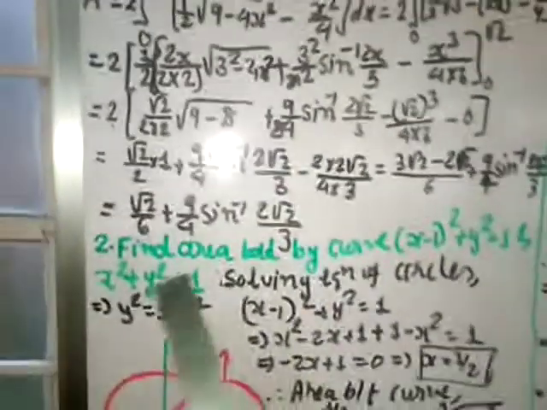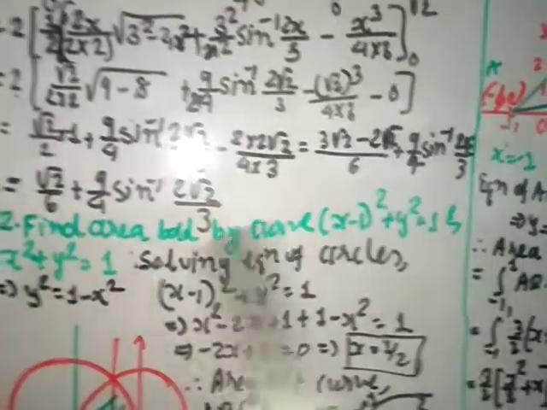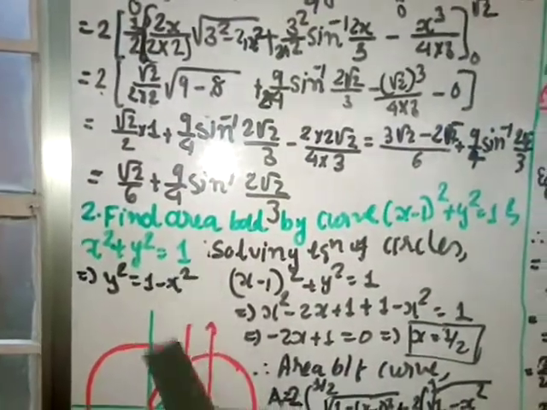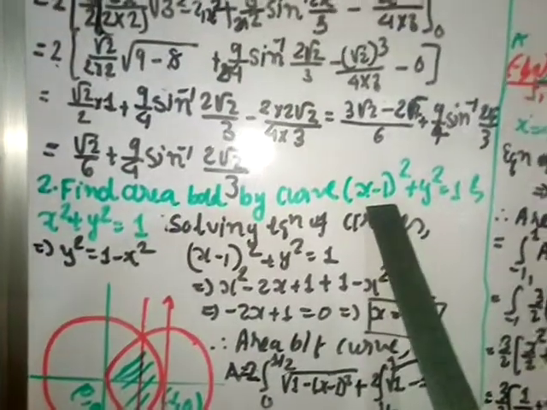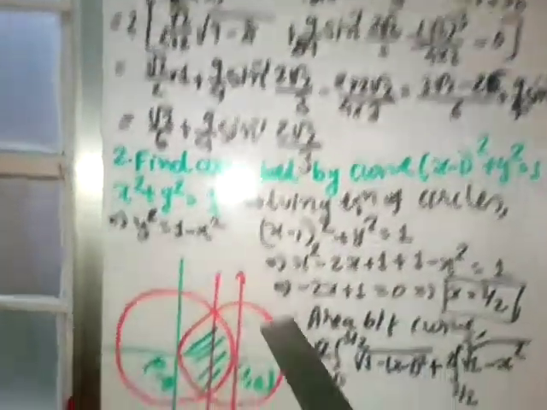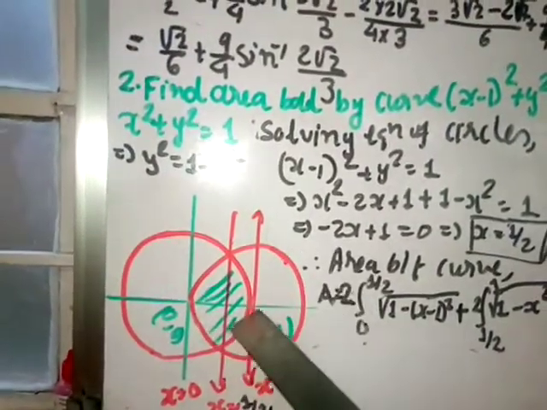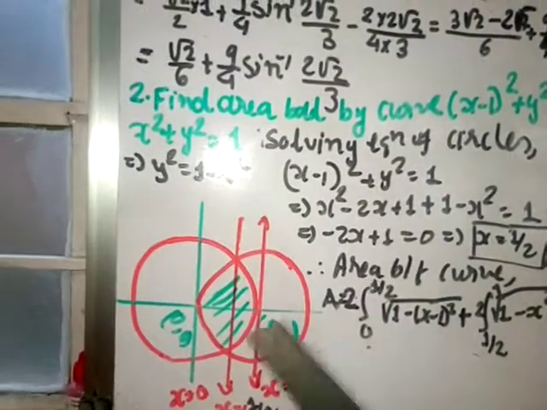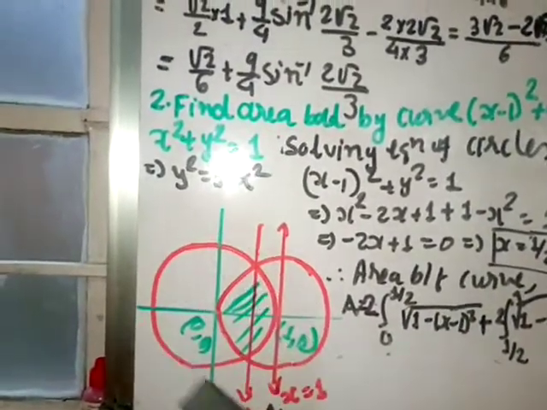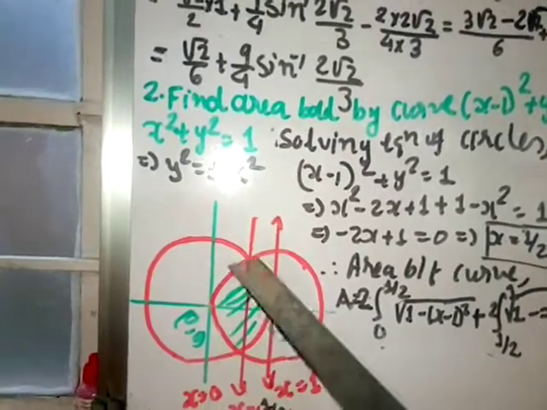Question number 2, find the area bounded by the curves x minus 1 whole square plus y square is equal to 1 and x square plus y square is equal to 1. So for this, the center is 1, 0. For this, the center is 0, 0. Okay, so this is the figure. This is the circle whose center is 1, 0. The radius for both is 1, and this is the circle whose center is 0, 0, and this is the area you have to find.